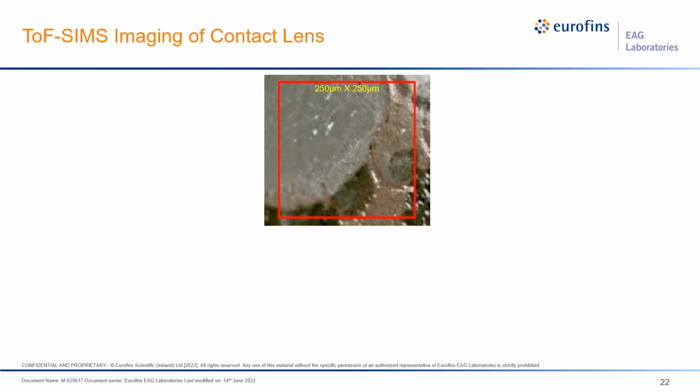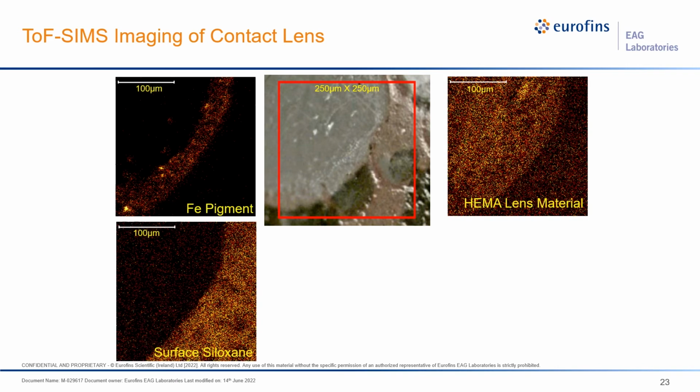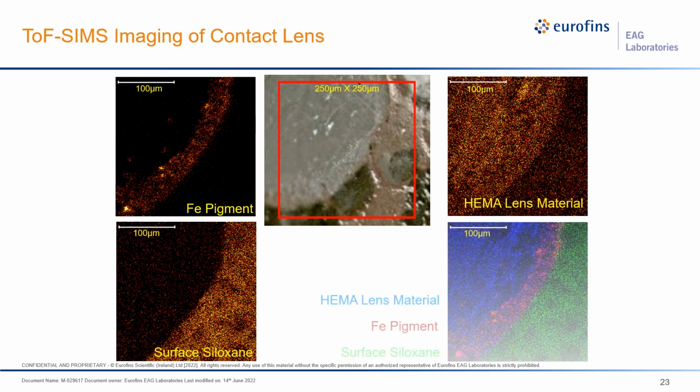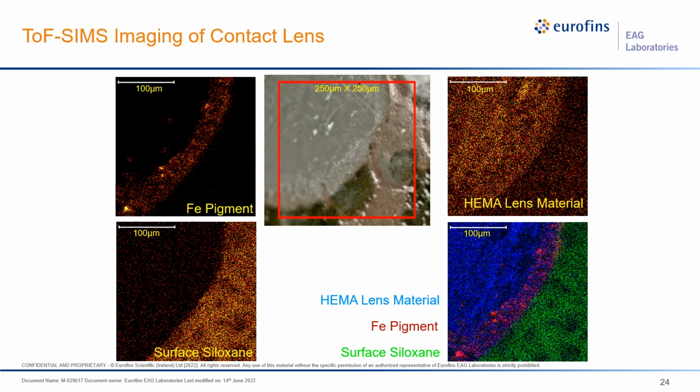We decided to do a bevel cross-section of this surface to expose the area and do time-of-flight SIMS imaging, which is extremely surface sensitive. We can very clearly see the iron pigment and particles close to the surface and the surface siloxane and the HEMA lens material. An RGB image highlights the three regions along with the bright iron particles that are very close to the surface.